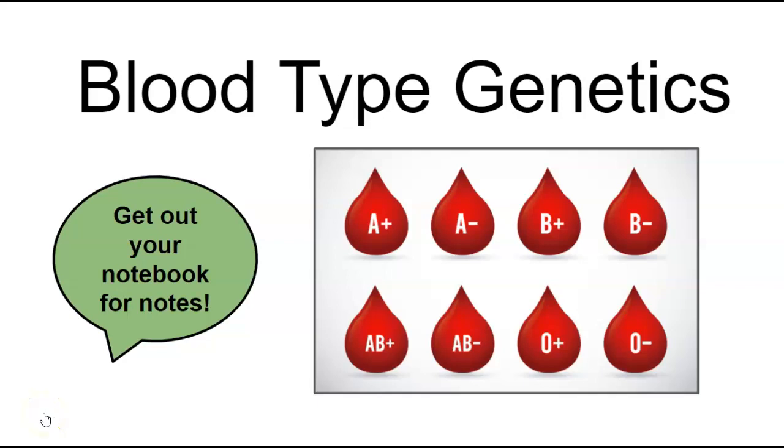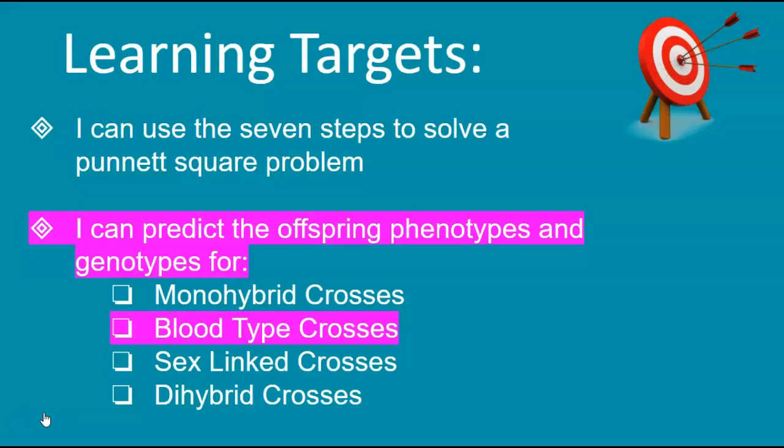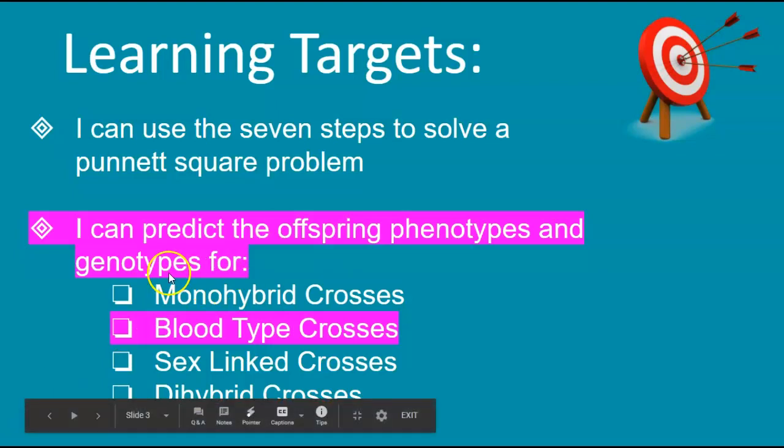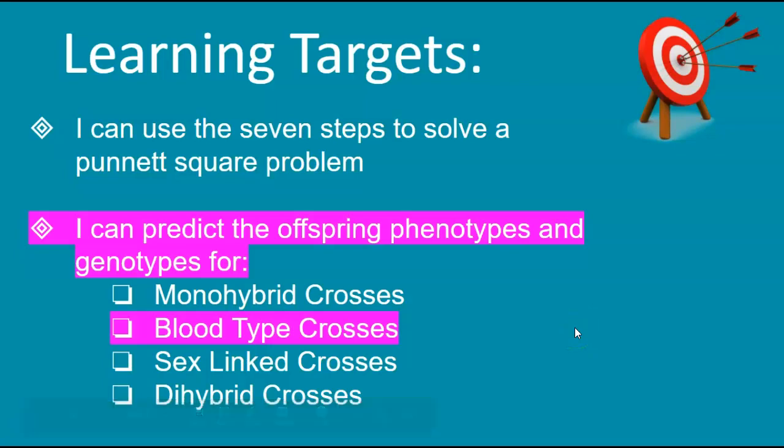Hi everyone, today we're going to talk about blood type and how to do Punnett squares and genetics with blood type. If you don't have your notebook out, go ahead and get it out now because you're going to be writing down these notes so you have them for reference later. So our learning target today: I can predict the offspring phenotypes and genotypes for blood type crosses. Okay, so we'll talk about what this means in a minute.